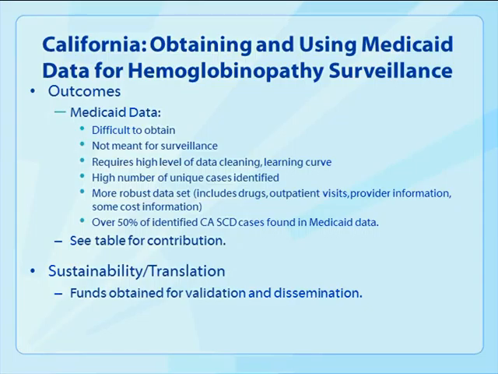Another pro was that it was a robust data system that did include information on prescription drug claims, outpatient visits, provider information, and some cost information. And in the end, over 50% of identified cases were found in the Medi-Cal data set. And I'll show you a slide that gives you just a little bit more detail on that.